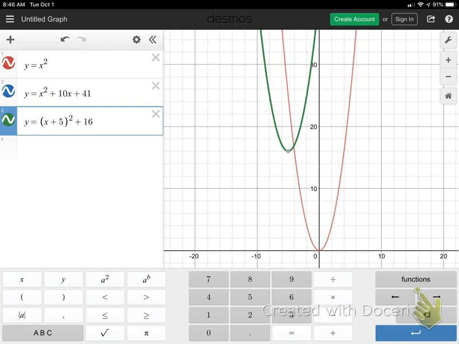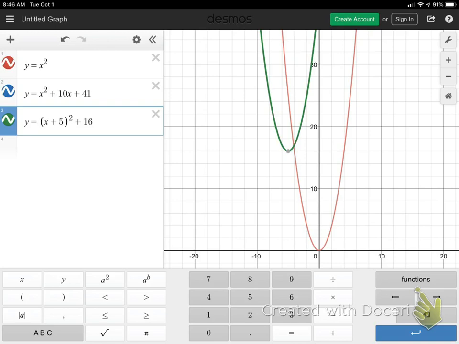Now, my blue function is y equals x squared plus 10x plus 41. Okay, and that's this form right here, which in the past you have probably called standard form. The reason that we can't see the blue function is because the green function is right on top of it. What that tells us is that I have this vertex form correct. So when your graphs show up on top of each other, that's a good thing. Okay? And we're going to use that today as we start learning how to use vertex form of our graph.